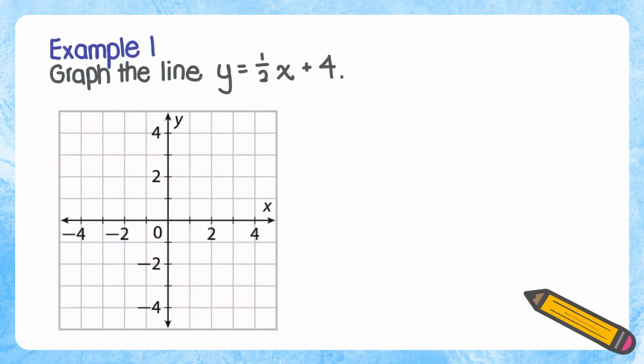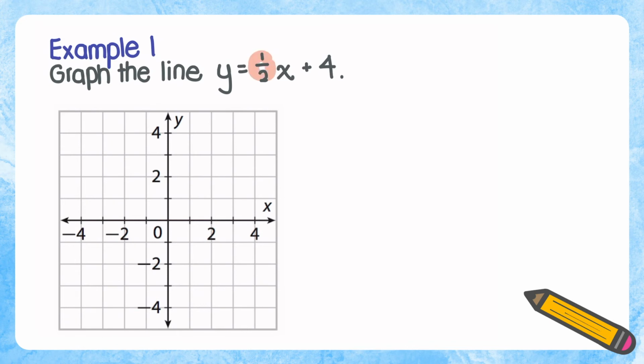So for our first example here, we are asked to graph the line y equals 1/2 x plus 4. So we're going to graph this by first identifying the line's slope and y-intercept. So what are the m and b values here?